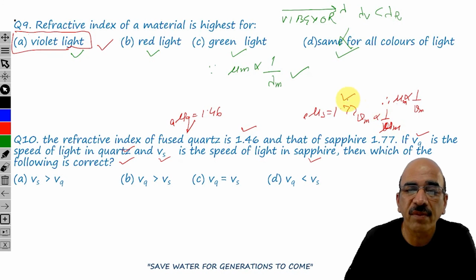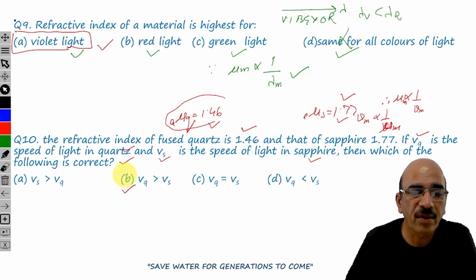So here what do we see? The refractive index of sapphire is 1.77. This means it is higher, so in sapphire the speed of light will be less. Look at which option says this; the less one is not there. So this means the speed of light in quartz is higher, since its refractive index is 1.46. So this is the correct option. This is our correct option.